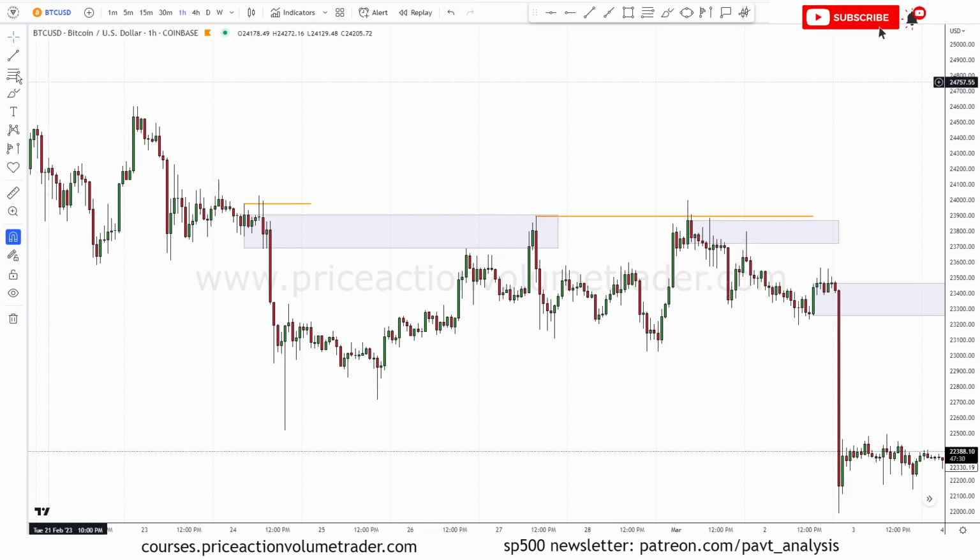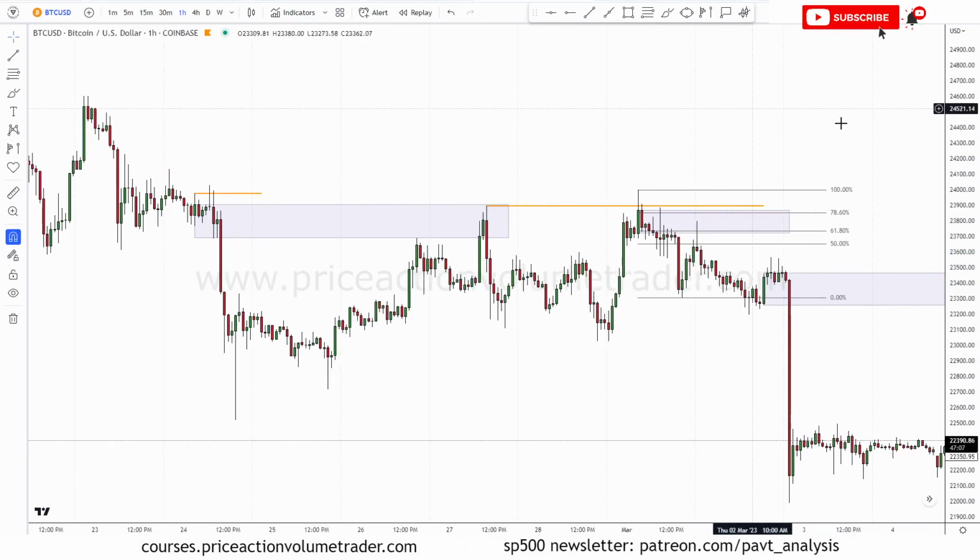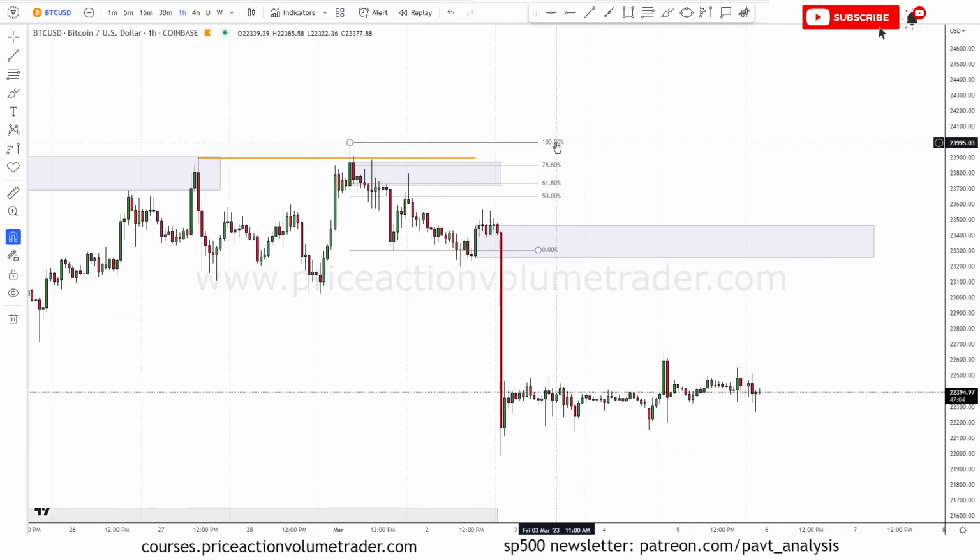And same thing, you can grab your Fibonacci right here. And you can see again, right in between the 0.716, the 0.618 and the 0.786. And then in this case, we have a strong reaction down.